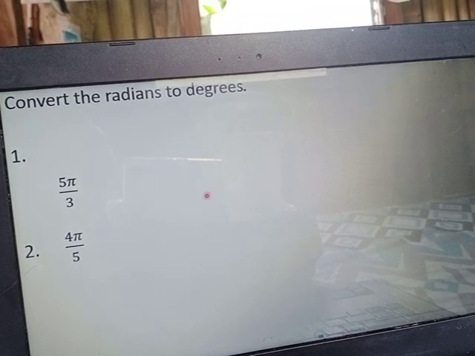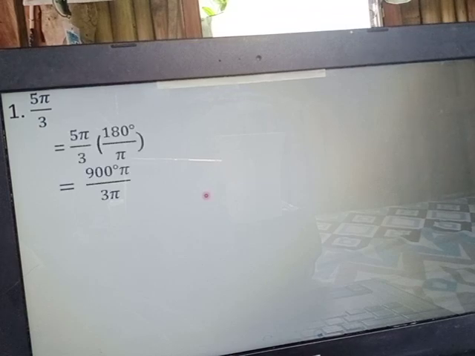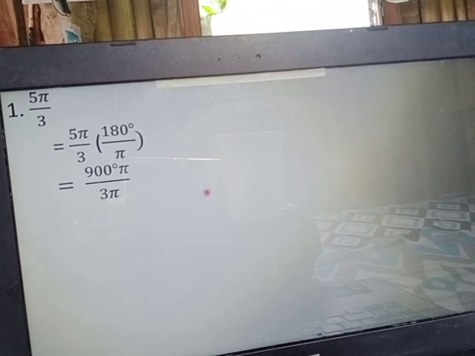So, we have another one. Convert the radians to degrees. The first one is 5 pi over 3 and the second is 4 pi over 5. Let's answer this one. 5 pi over 3. Multiply by 180 degrees over pi. Take note, we will have to cancel the pi here. So cancel, and then multiply 5 and 180, which is equivalent to 900. And then 3 times pi, we have 3 pi. Then divide 900 by 3, which is 300 degrees. So cancel the pi here.